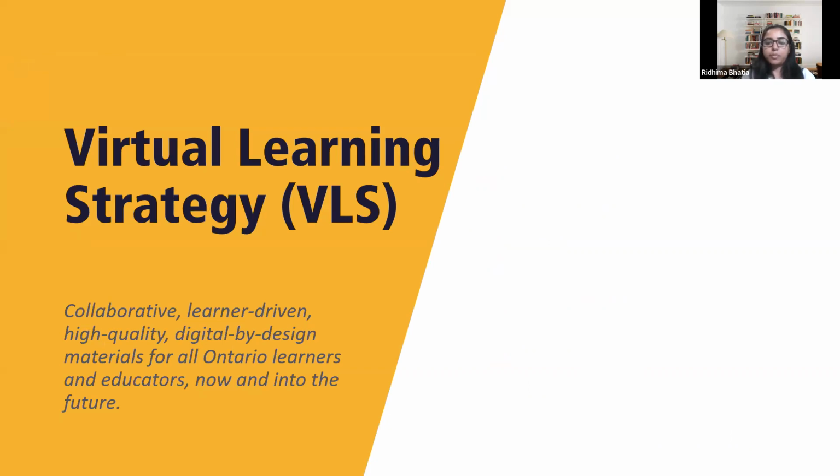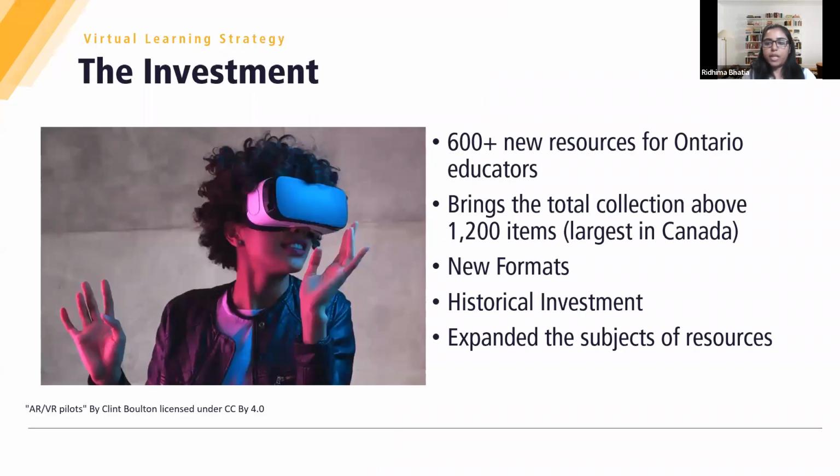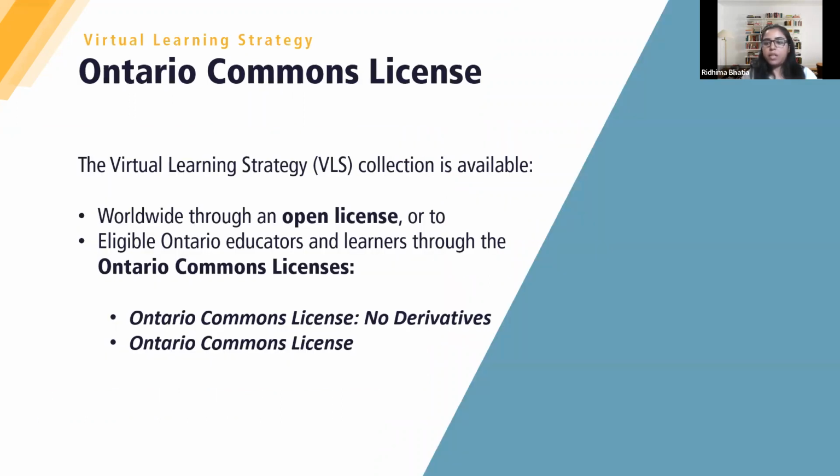The virtual learning strategy aims to create collaborative, learning-driven, high quality and digital by design material for all Ontario learners and educators. The historic investment from the Government of Ontario created over 600 new resources for Ontario educators, which almost doubled our collection, including new formats and expanded subject areas as well. The virtual learning strategy also produced a new license, the Ontario Common License, which is eligible to Ontario educators and learners.